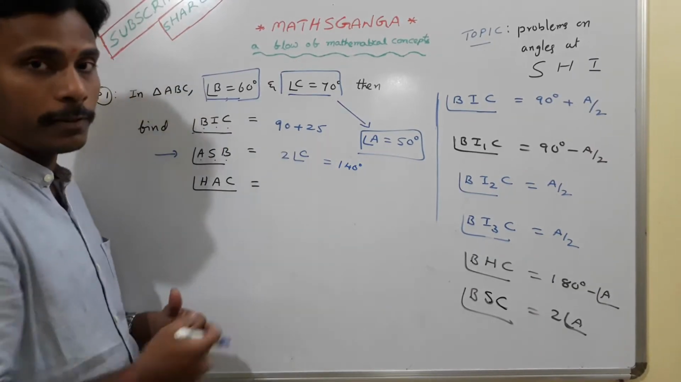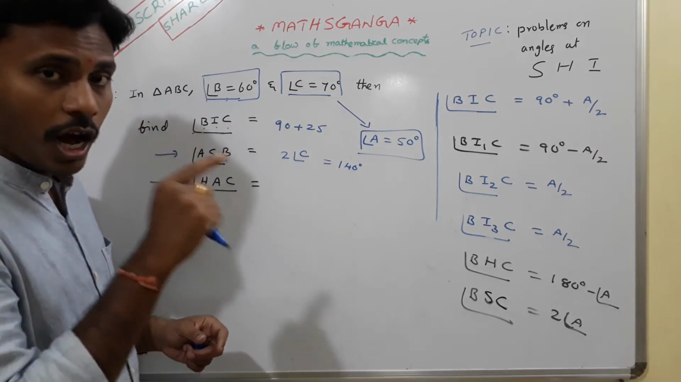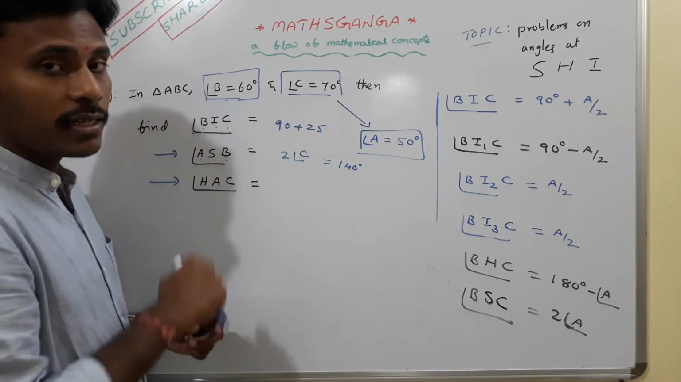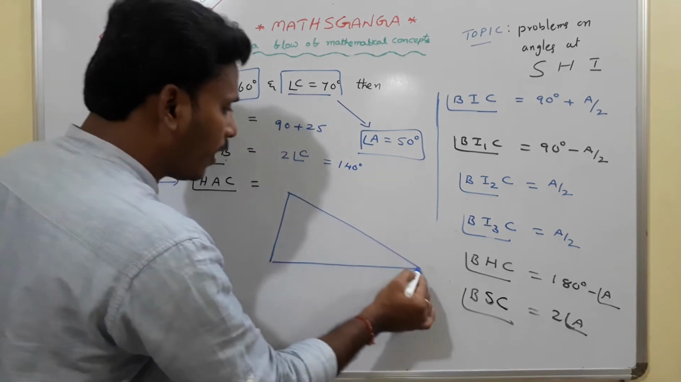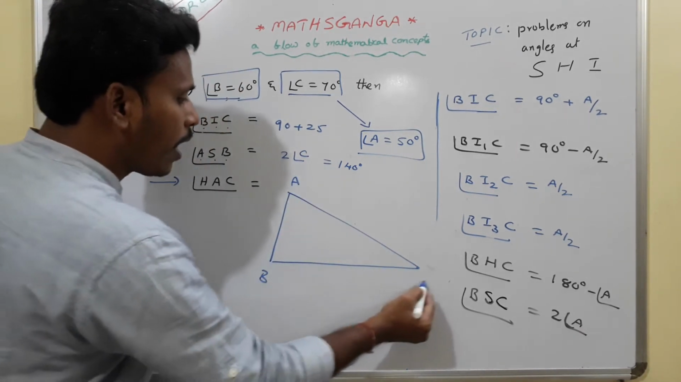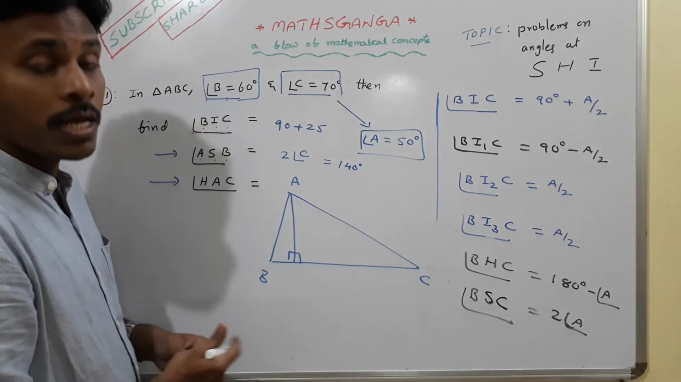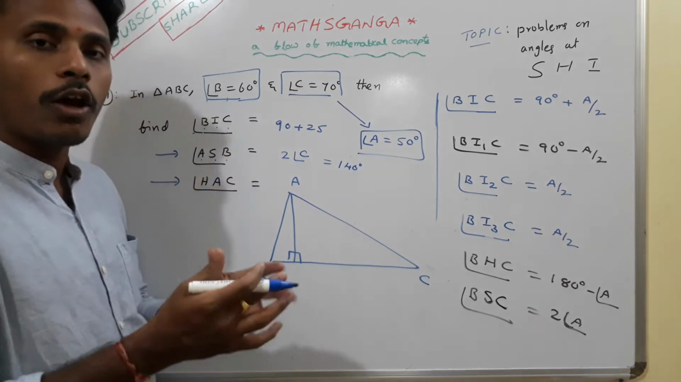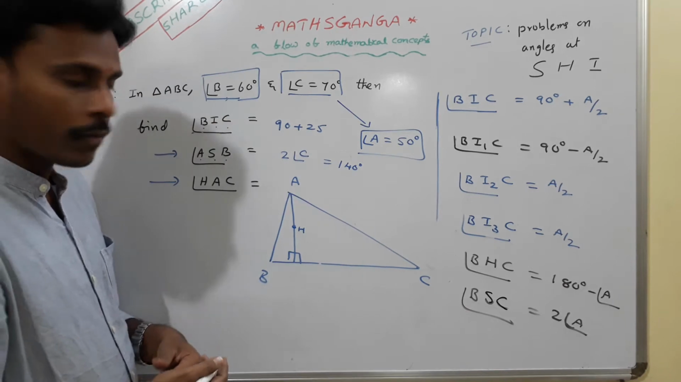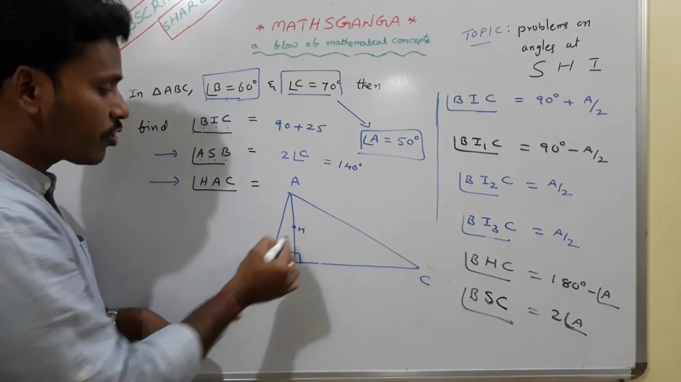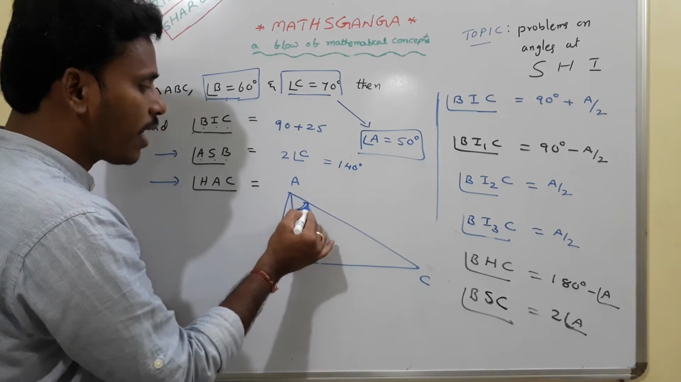Coming to the third one, I need to calculate angle HAC. H is the orthocenter, and A and C are the two points. As we discussed in the previous video, if you go through the diagram, this is the triangle ABC, and this is one of the altitudes of the triangle, from vertex A. Since the orthocenter H is the point of concurrency of the three altitudes, surely the orthocenter lies on this altitude. Now they ask us for angle HAC. This is H, this is A, and this is C. They are asking about this angle.